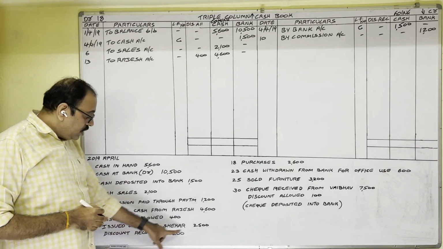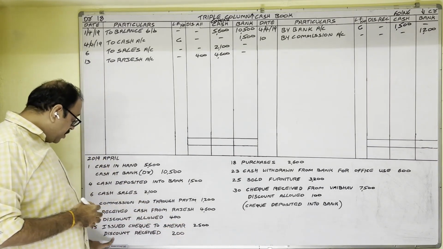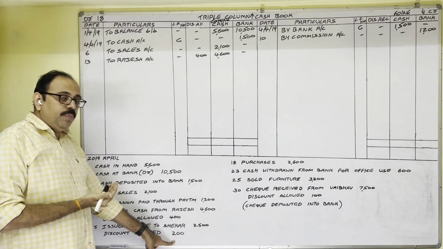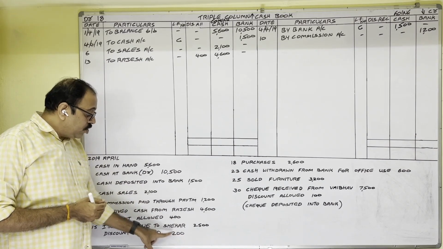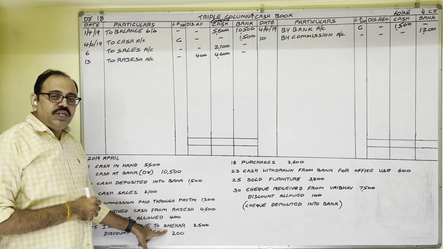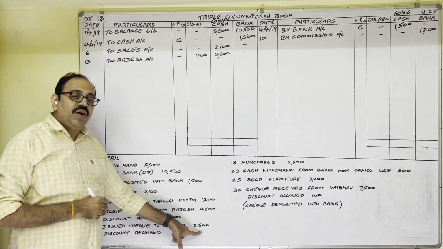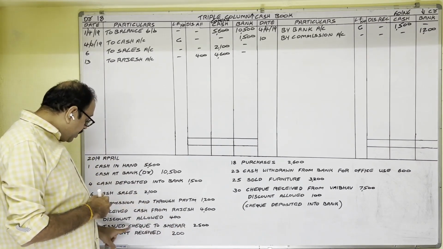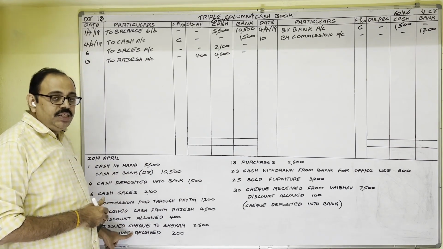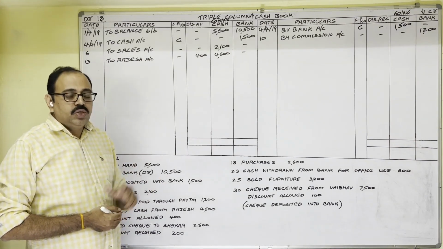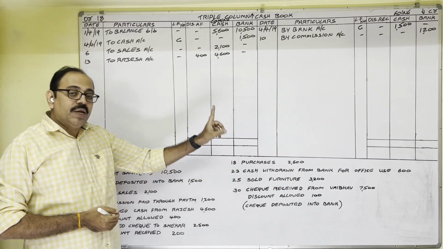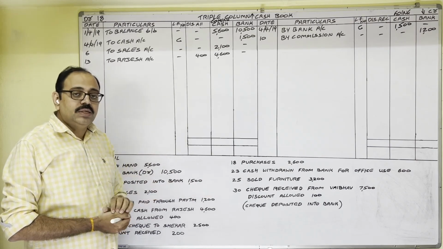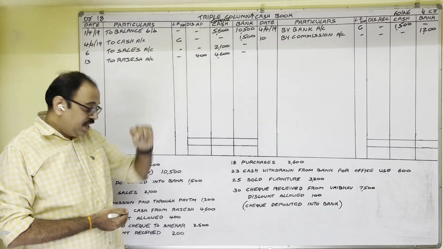Next, 15th date. Issued check to Shekhar 2500. Discount received 200. So here the firm has to pay 2700 rupees to Shekhar. In full settlement, the firm paid 2500. So 200 is discount received. We paid this through a check, means we issued a check to Shekhar. So Shekhar goes to our bank, he presents that check and he takes the money. Then our bank balance decreases. Bank balance decrease means credit side.